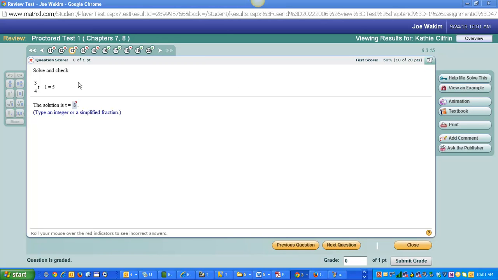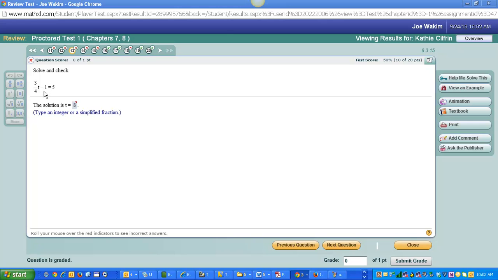Solve and check. First thing we do, we add 1 to both sides. If you add 1 to both sides, this will cancel, and 1 plus 5 is 6. Then multiply both sides by the reciprocal of 3 over 4, which is 4 over 3. 4 times 6 is 24, and 24 divided by 3 is 8.